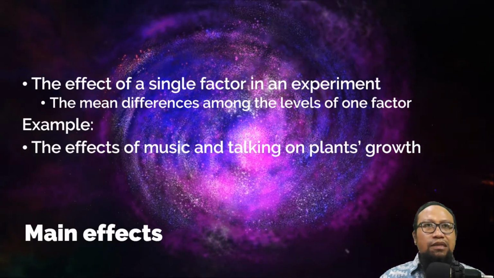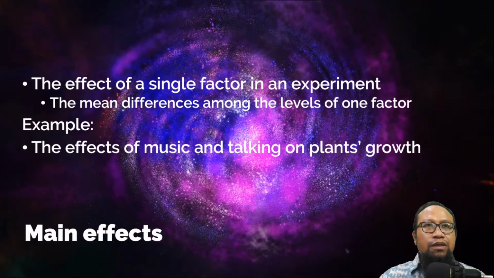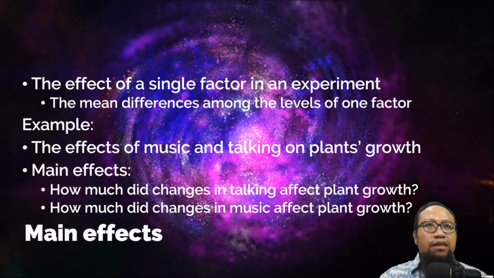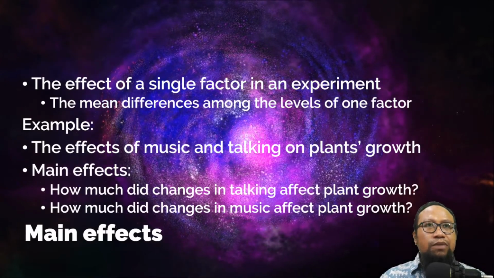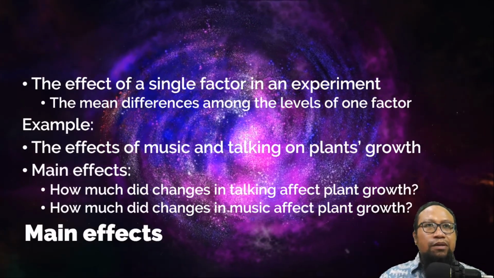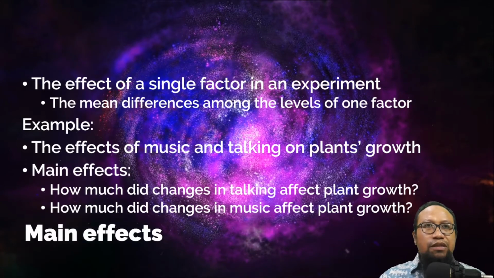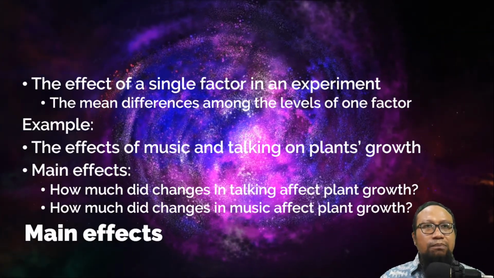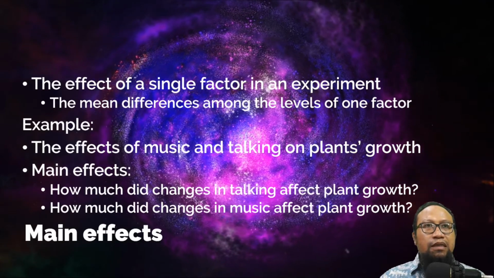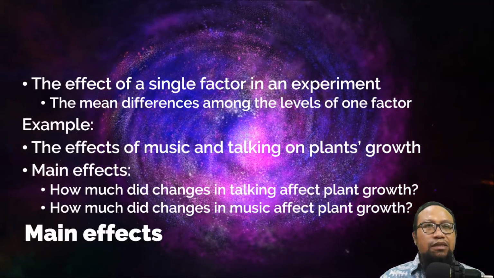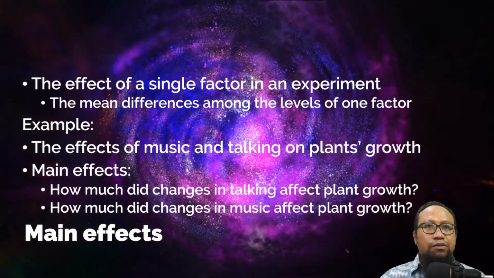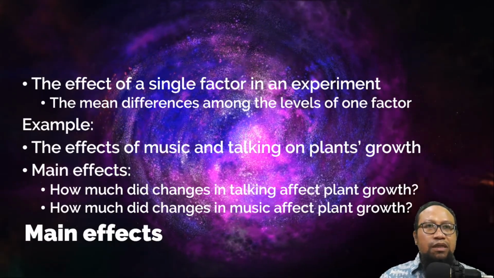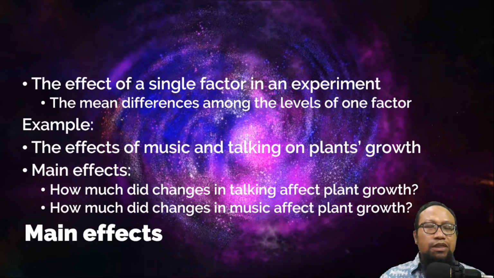This is the example that we used before. This is to investigate whether playing music and talking to plants actually make them grow better. The main effects here are how much did changes in talking affect plants' growth, and how much did changes in music affect plants' growth. This is similar to the result that we can achieve with a basic between subjects design.